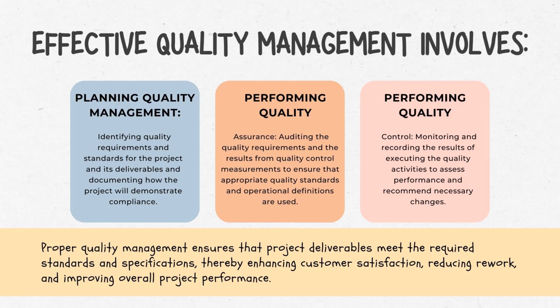Effective quality management involves planning quality management, identifying quality requirements and standards for the project and its deliverables and documenting how the project will demonstrate compliance, performing quality assurance, auditing the quality requirements and the results from quality control measurements to ensure that appropriate quality standards and operational definitions are used. Performing quality control, monitoring and recording the results of executing the quality activities to assess performance and recommend necessary changes.